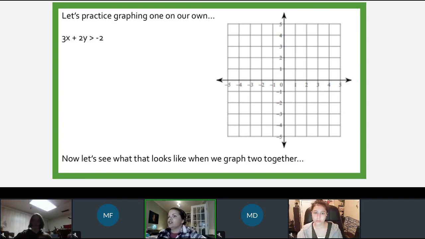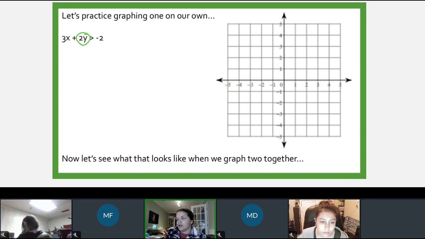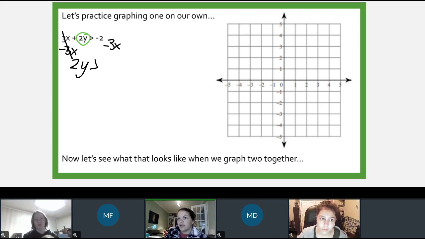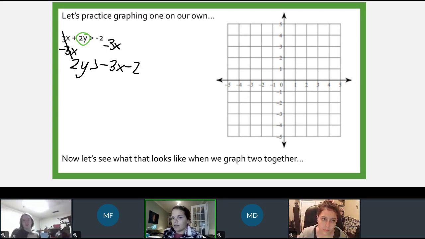So let's practice by just graphing one linear inequality. So step 1 said to solve for y, or get it in slope-intercept form. So I have my y right here. So I need to get this 3x on the other side, and then I'm going to divide. So the first thing I'm going to do is subtract 3x from both sides. 3x minus 3x becomes 0. So I have 2y is greater than negative 3x minus 2. Any questions about that?